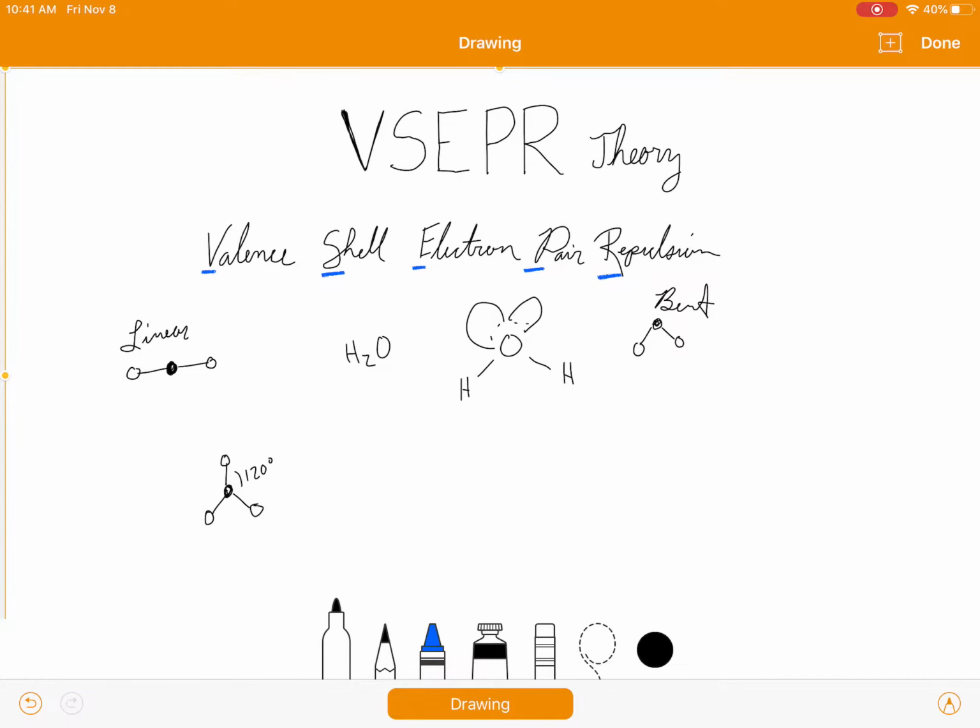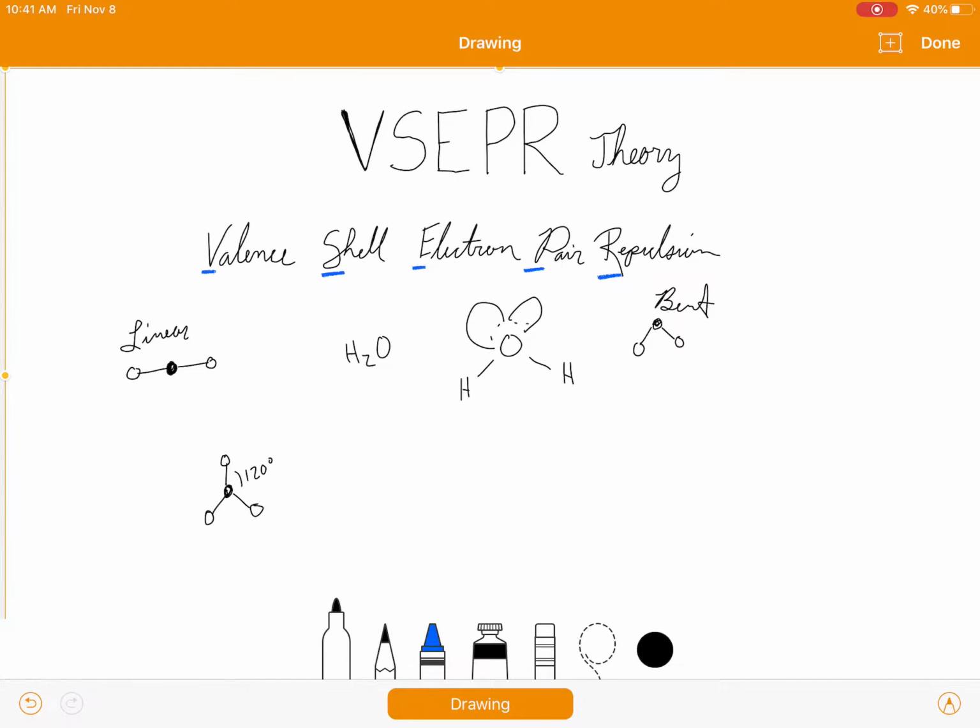There's a way to show this where we use dashes and triangles. I typically do the dashes going back and the triangles coming forward. That is basically showing you that it's a tripod. This one right here is going back into the page, this one is coming out of the page, and this one is in the page. But this electron pair is pushing down on the bonds to make that little tripod type of deal. And that is what we call trigonal pyramidal.